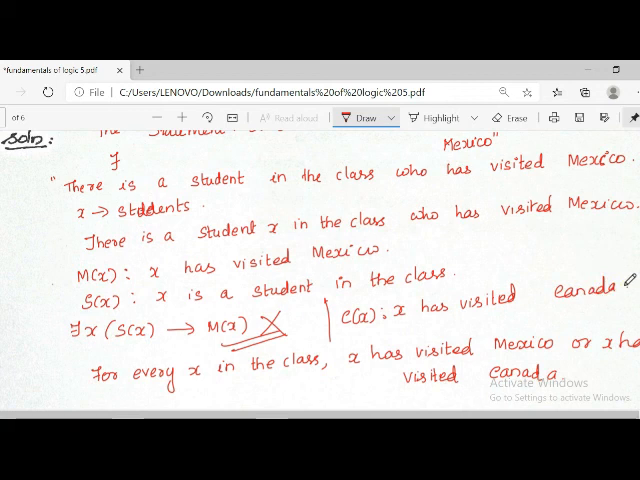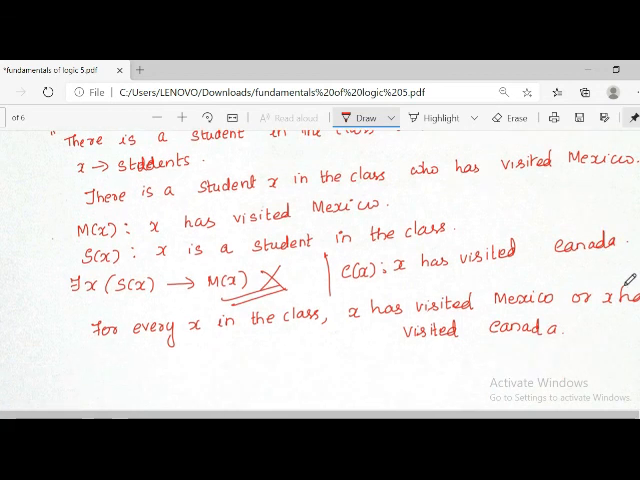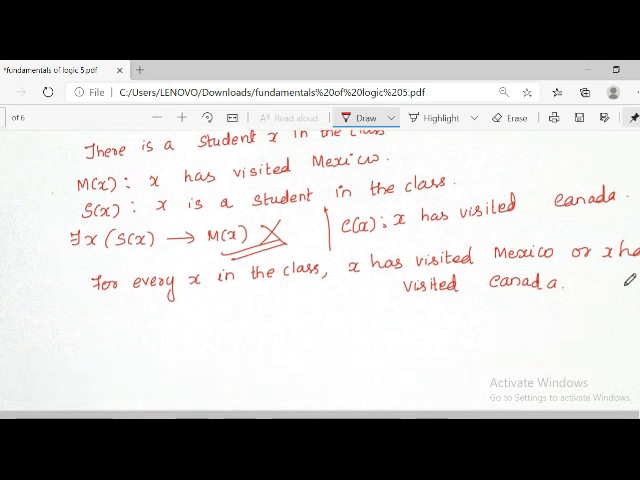So for every student in the class, so for every x in the class, x has visited Mexico or x has visited Canada. So now I am going to apply this condition. Here, "for every" denotes "for all". Therefore, in this statement we can apply the conditional statement, so we can use the connective word if then.